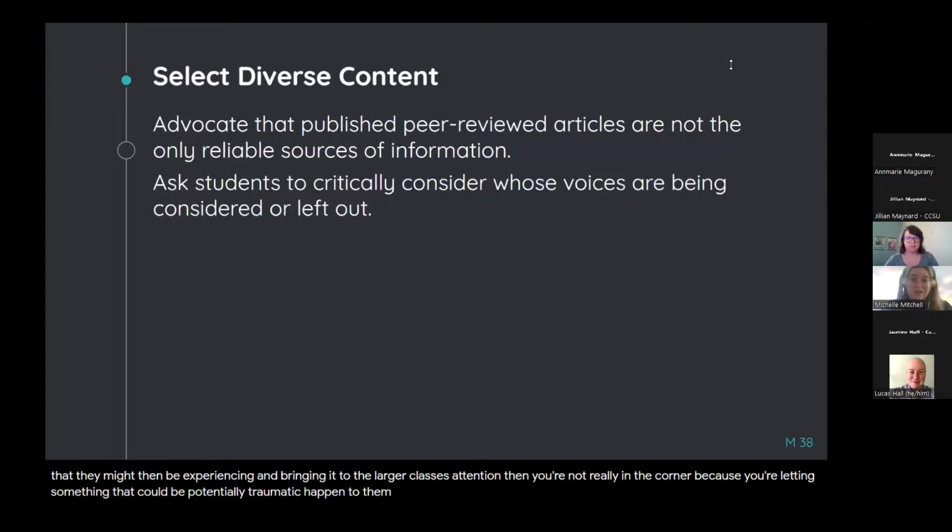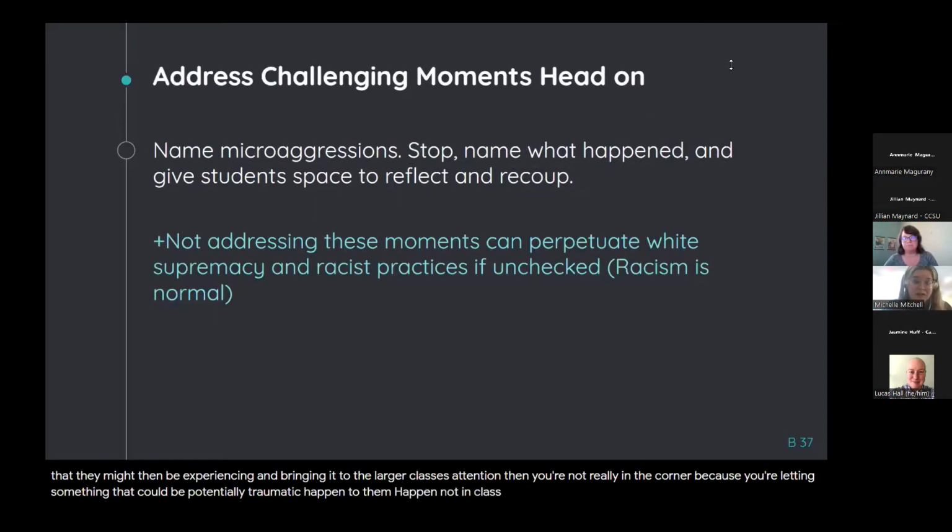I think that can also happen not in classroom spaces too. If you're just walking about the library and you hear something, or even on campus, I think it's our duty to stand up and advocate for stopping those microaggressions.